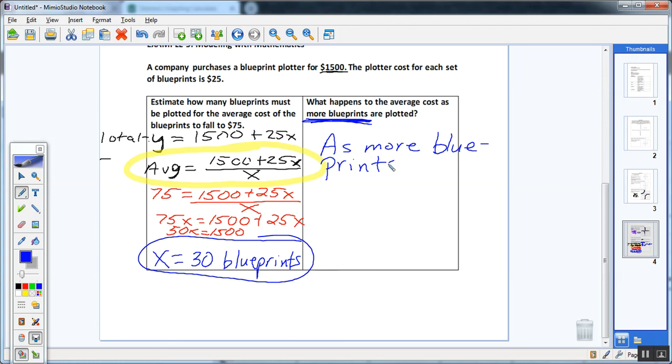As more blueprints are produced, the average cost is doing what, kids? The average cost is increasing or decreasing? What do you want to throw there? Decreasing, you bet.